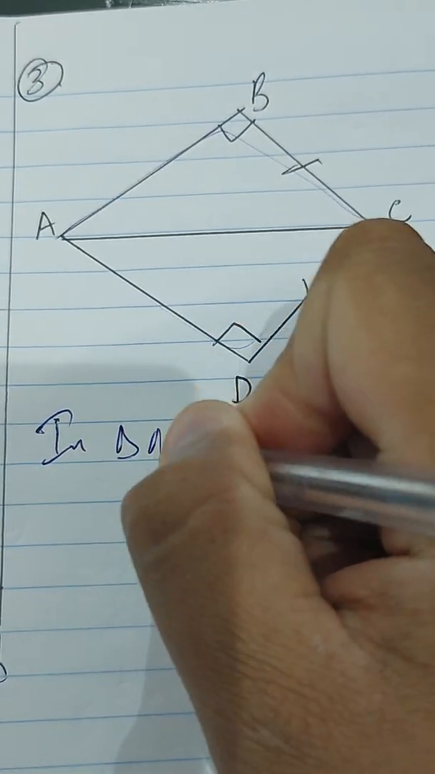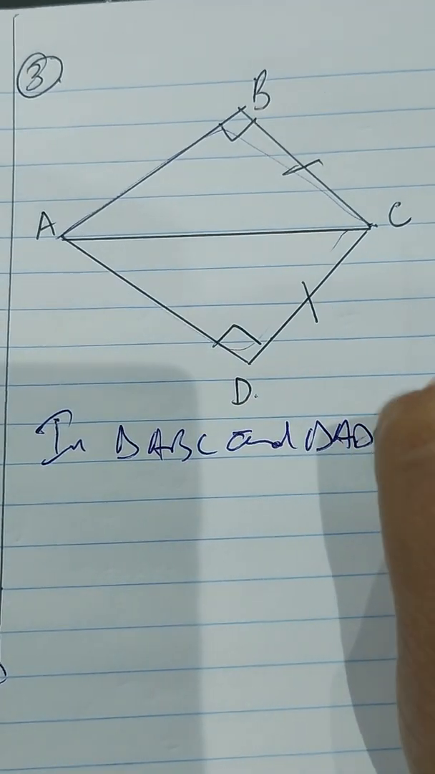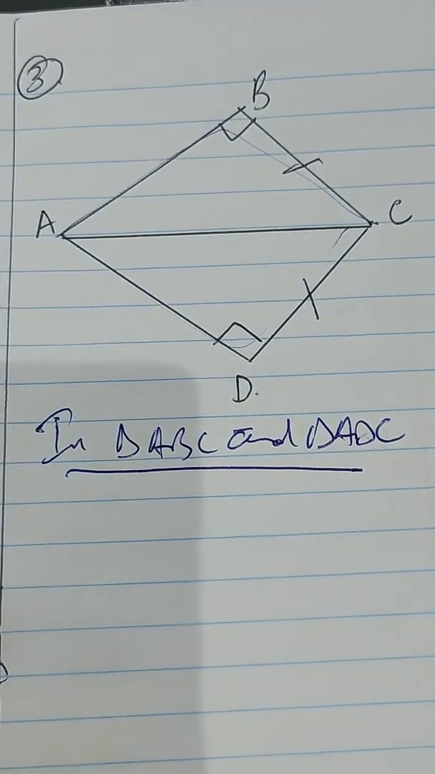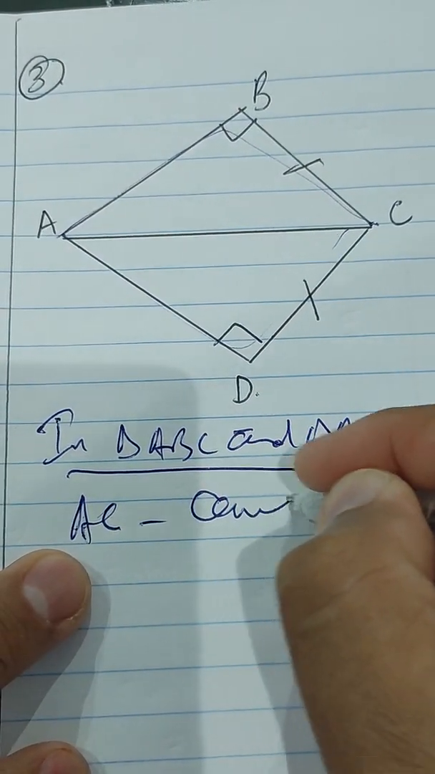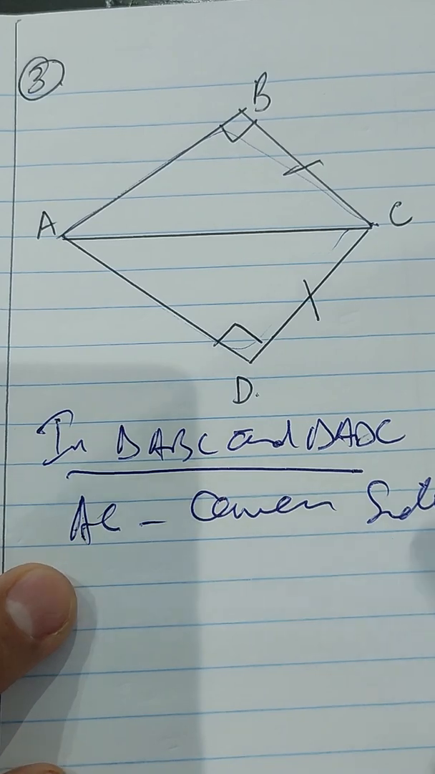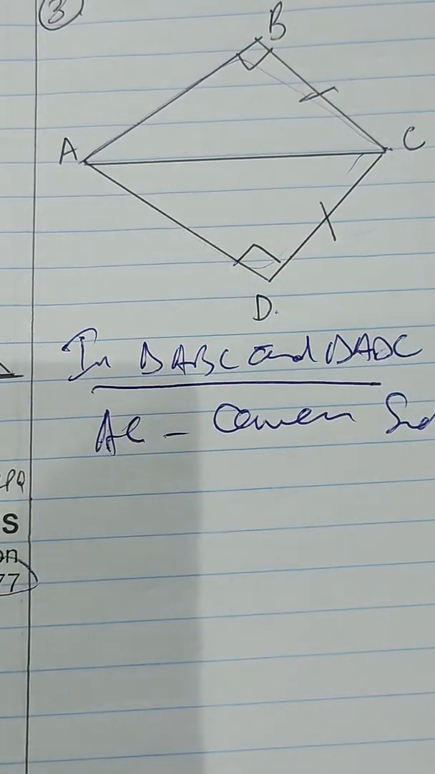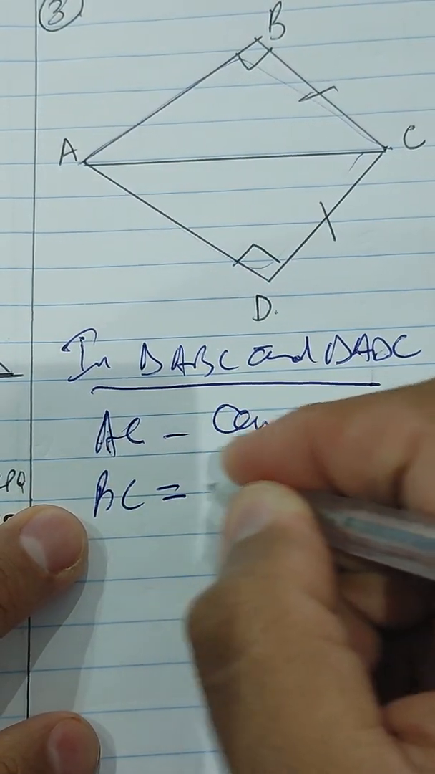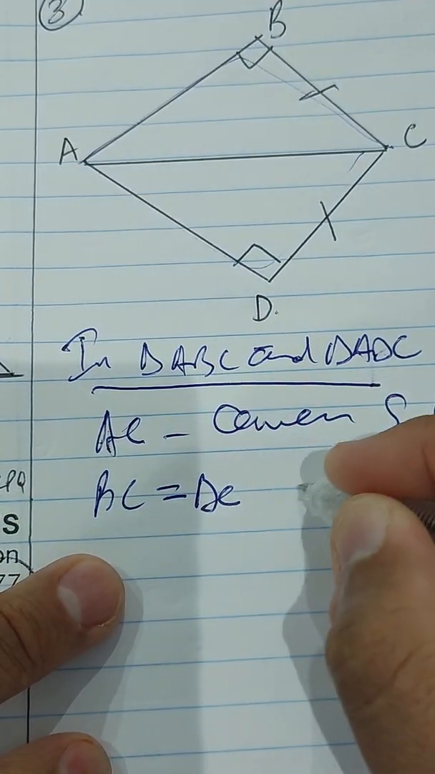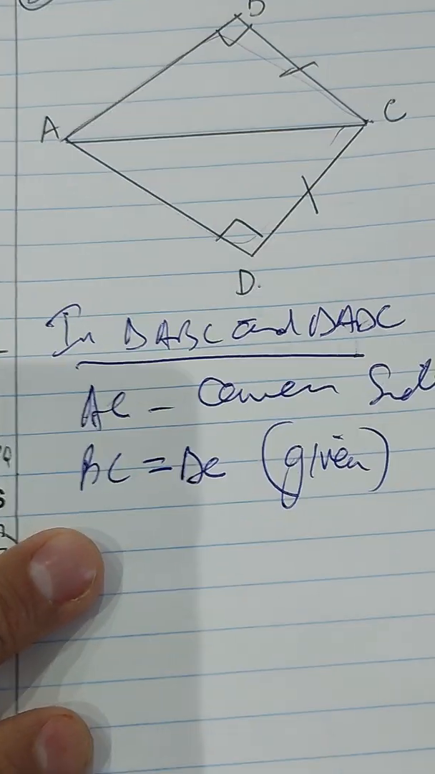In triangle ABC and triangle ADC. So what do we say? When you've found the two triangles, AC is a common side. Don't just say common, because later on we'll have common angles as well. So say that it's a common side. BC is equal to DC. How is it equal? It was given to us. Given equal.